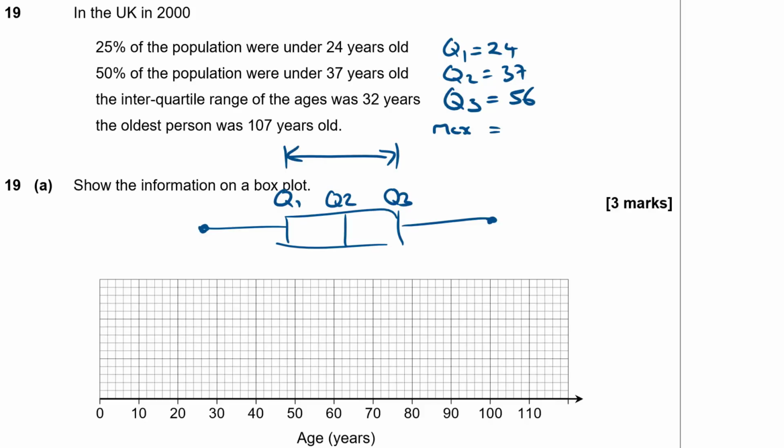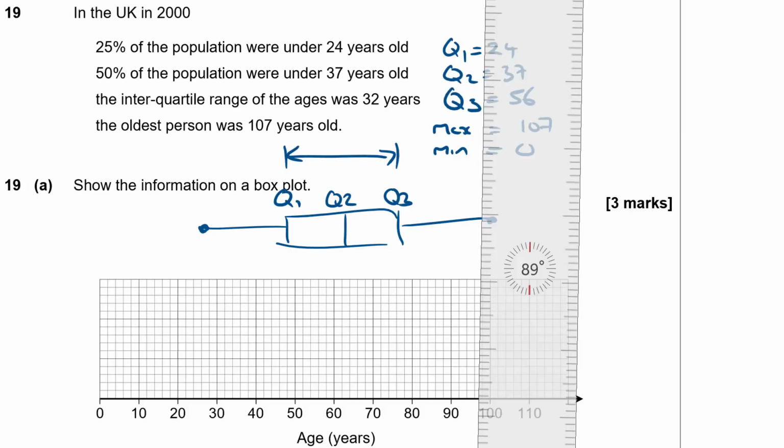The maximum value is 107. And what's the minimum value? Because we need to have the lower whisker, don't we? Well, we're going to assume that the lowest person's age is just fractionally above 0. So we'll put that one in there. It doesn't give us any other information, so that's a natural assumption. Okay, so we've got all the data we need. We can now draw it on.